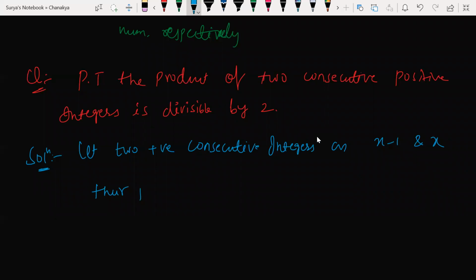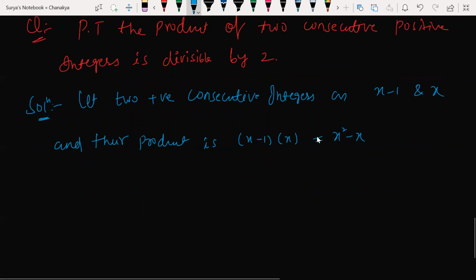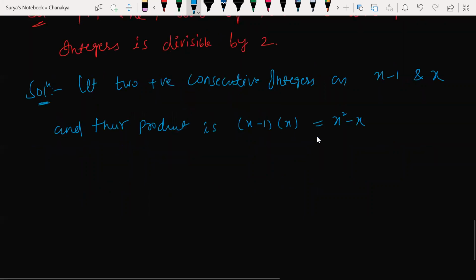Their product is what? x into x minus 1, which is x square minus x. Till this, any doubts? Any doubts till this? No, sir.